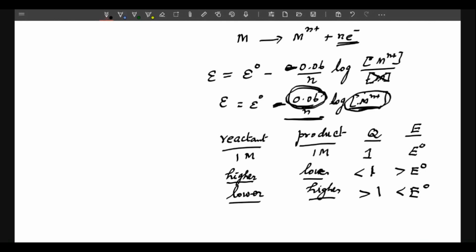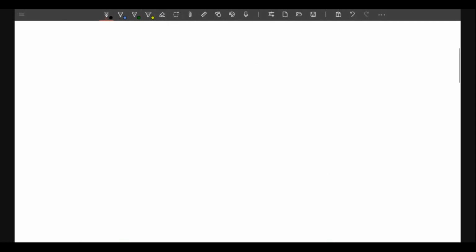But I think so far the relationship, the graphical representation of the Nernst equation, is asked. Here also I am going to represent the Nernst equation in terms of a graph, for which we will go step by step. And finally, I will give you a tabular column.